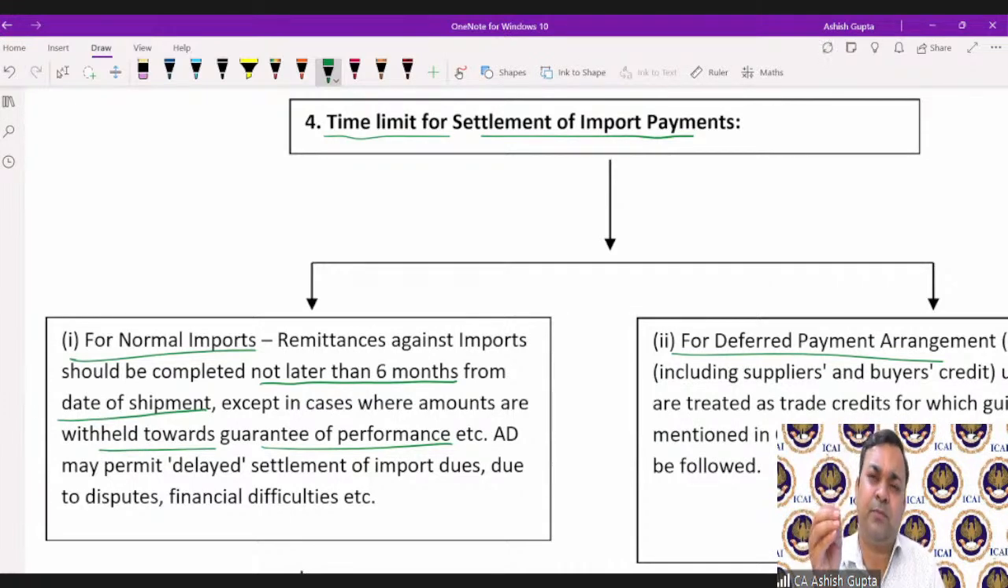Okay. So you imported some machinery from outside India, for example from Japan. You made 80% of the payment. For the remaining 20%, payment depends upon the performance or efficiency of the machinery. So okay, you can withhold that amount. It is not necessary to pay within 6 months. AD may permit delayed settlement of import dues due to disputes, financial difficulty, etc.